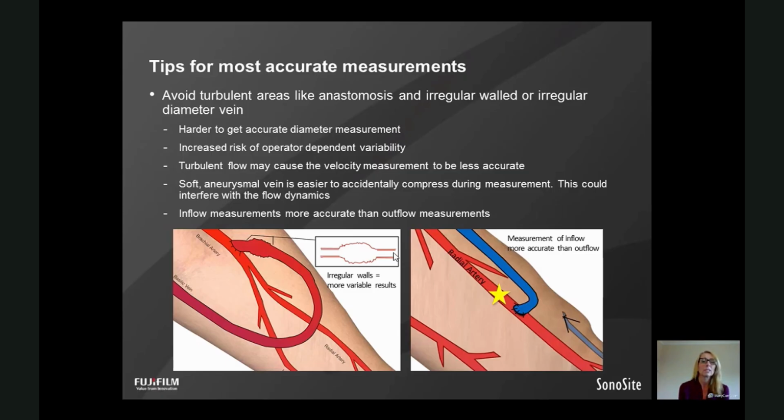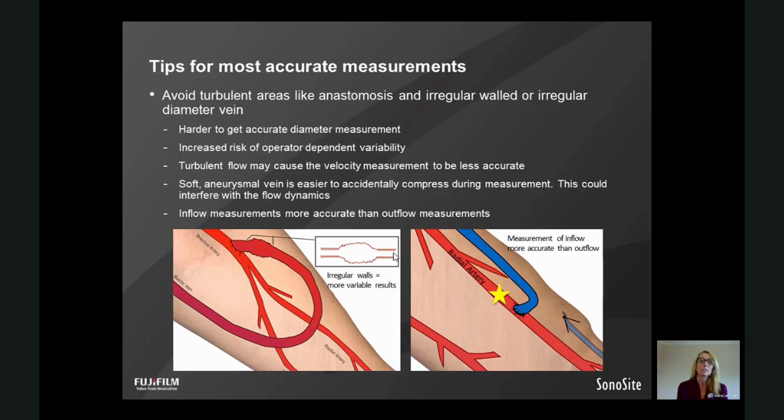Then also, soft aneurysmal vein, it's easier to accidentally compress it during the measurement. So your big dilated veins, just a little bit of pressure from your probe or trying to do your heel toe, that tilt will change the diameter and change the way that the blood's flowing through that vessel and then may mess with our measurements.